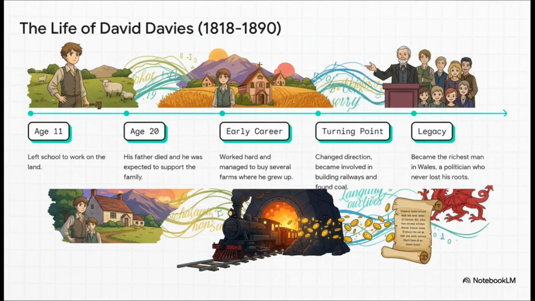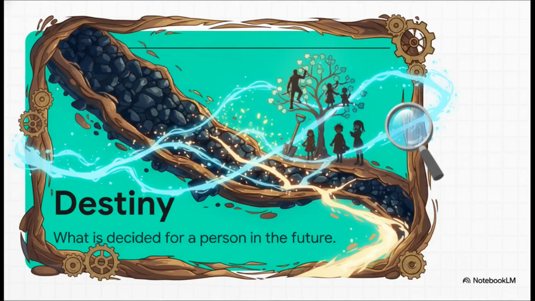When his father died, the massive responsibility to support his whole family fell on his shoulders. He worked incredibly hard, but his life completely changed when he found coal on his land. That discovery turned him into one of the richest men in Wales. But, and this is the amazing part, he never forgot where he came from, even becoming a politician to serve his local community. And this is where a really powerful word comes into his story: destiny.